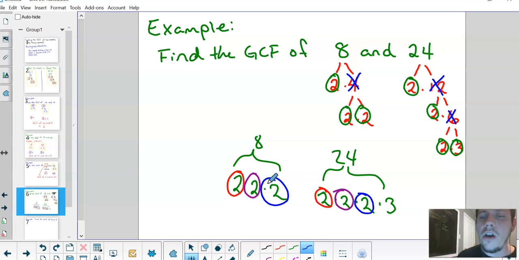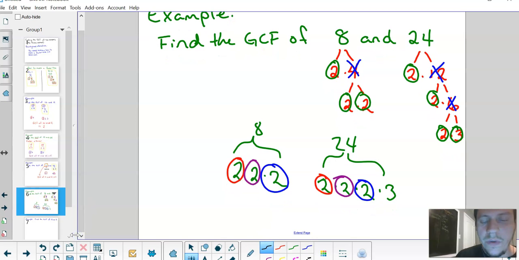So what we have to do now is we take the red, the purple, and the blue, and we multiply those together, right? The red, purple, and blue for only one of the numbers, not both, just one. So 2 times 2 times 2. That's what the GCF is. The GCF is 2 times 2, which is 4, times 2, which is equal to 8, right?